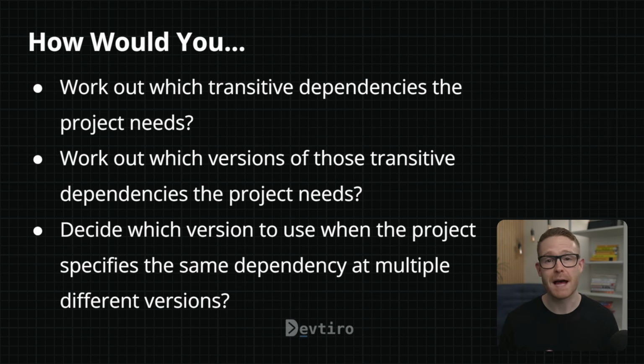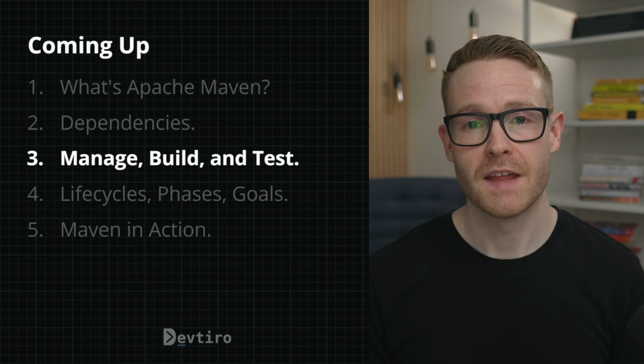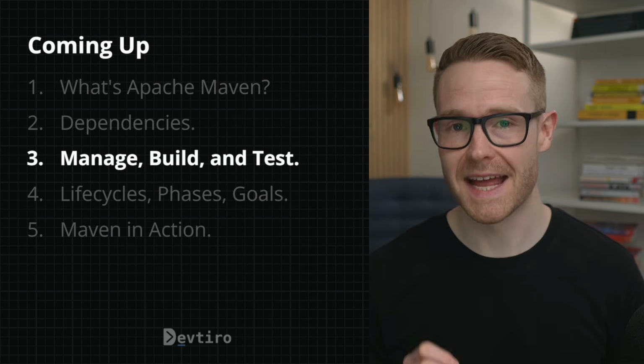But the good news is that Apache Maven handles this for you. So let's say you have an Apache Maven project, you've included your dependencies. Now what? And that brings us on to manage, build, and test. Dependencies by themselves don't do a whole lot. You need a way of managing your project, of building it, of testing it, and packaging it up into an app that users can interact with.